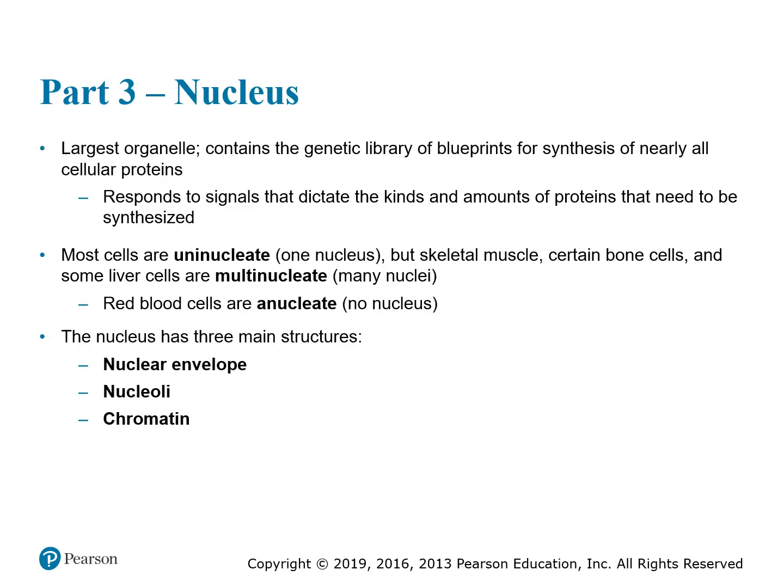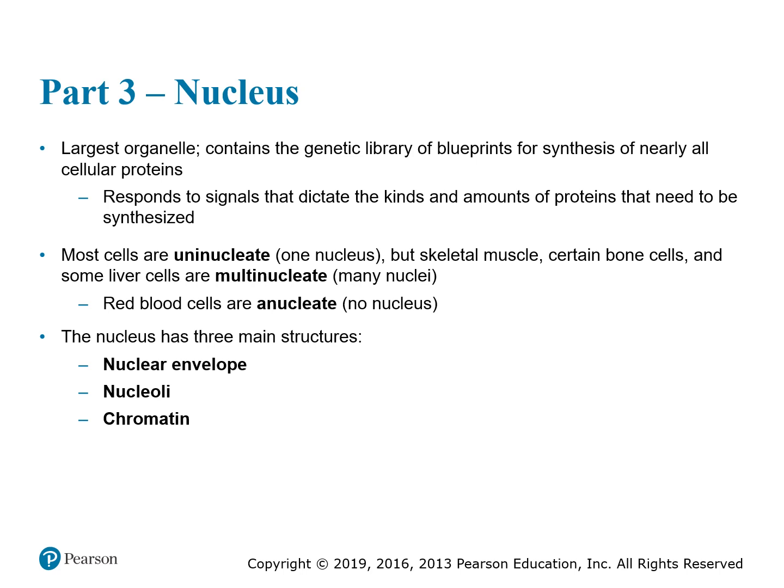Okay, moving on, we have the nucleus. The nucleus is the largest organelle, typically the most predominant thing you see in a eukaryotic cell. It contains a genetic library of blueprints, essentially all the hereditary information in the form of DNA. And it responds to the signals that dictate which proteins actually need to be synthesized. So most cells are uninucleate, but skeletal muscle, certain bone cells, and some liver cells are multinucleate.